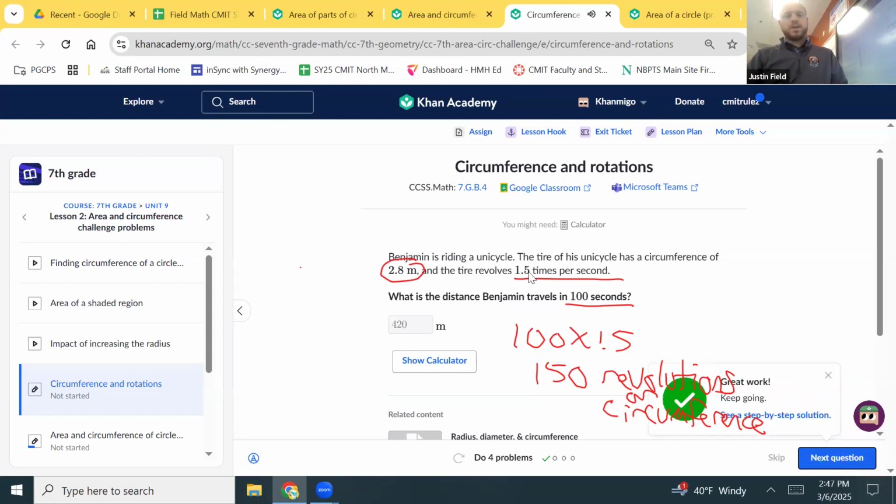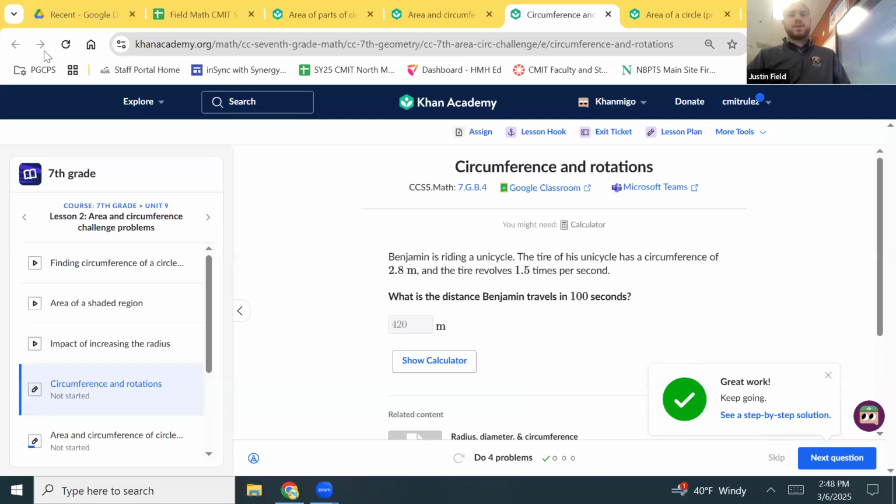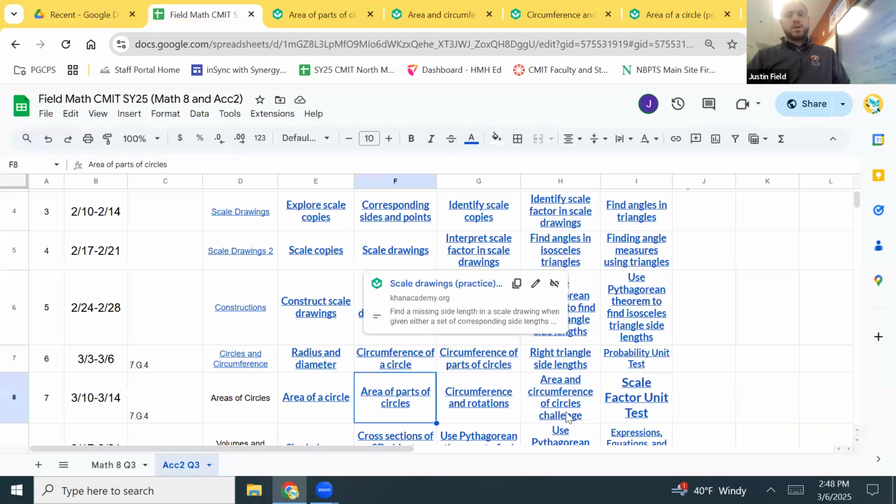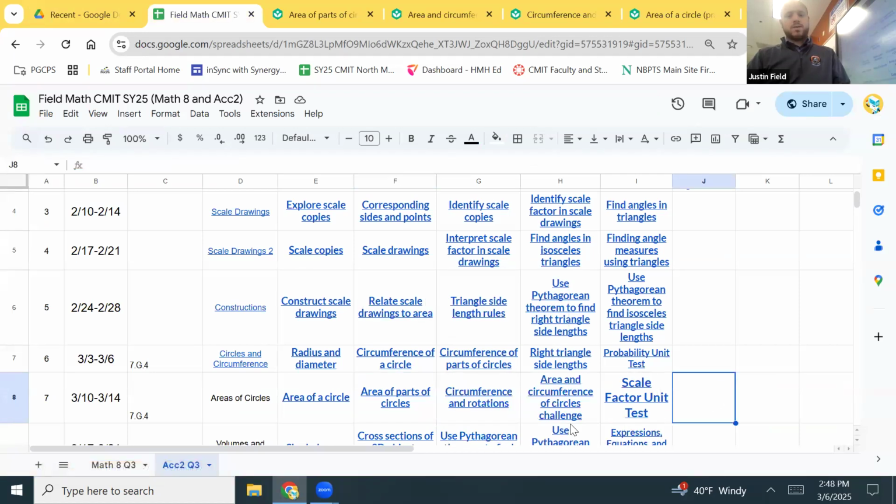Okay, so we're going to find the number of revolutions based on the rate, and then multiply the number of revolutions by the circumference. And that is how far you travel. Isn't that good? All right, and then we did the challenge, we did the area of the circle.